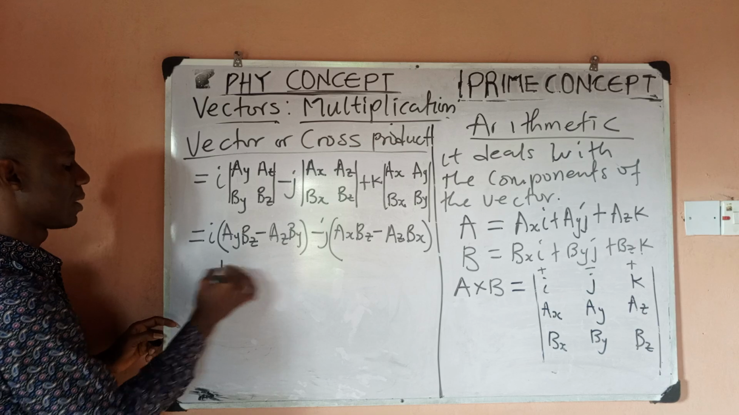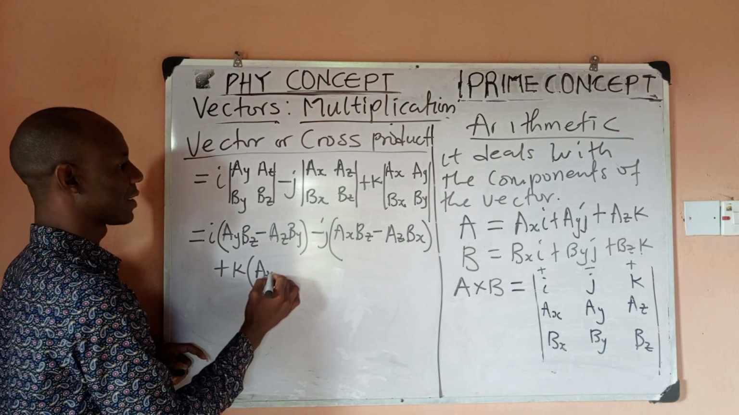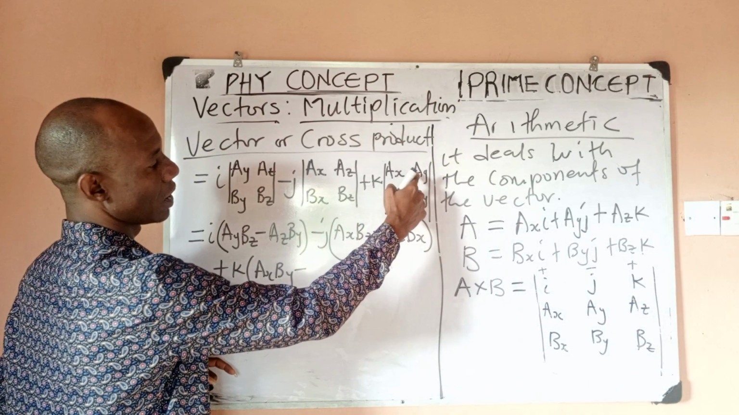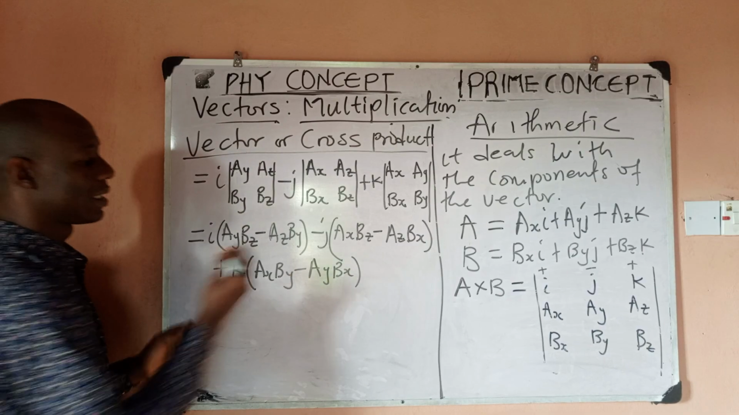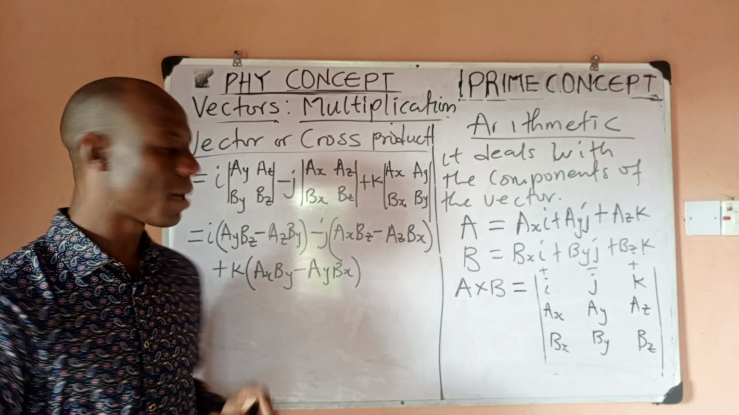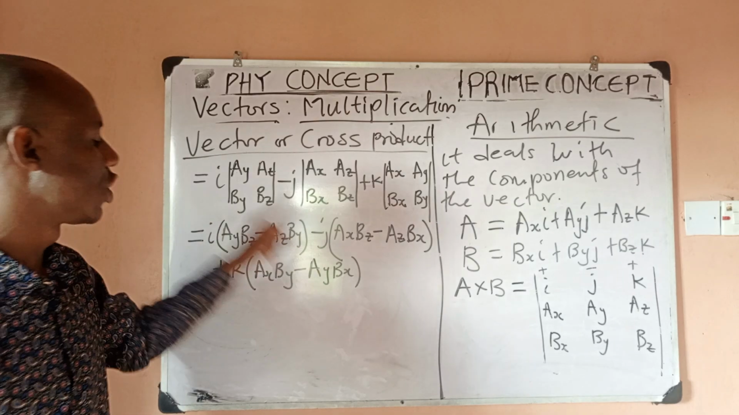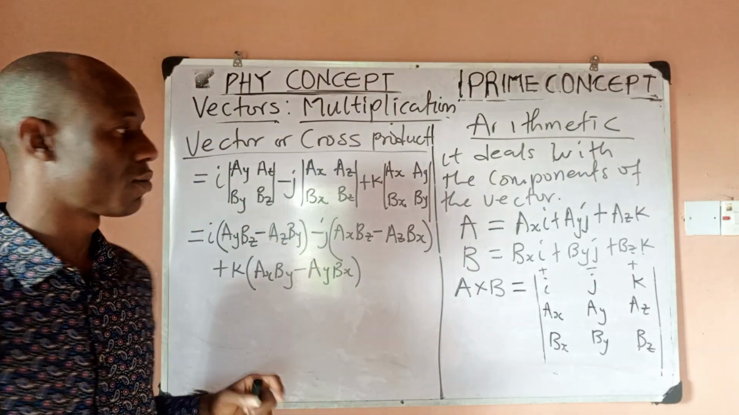Then I'll go for K plus K. I'll do this. This is AX, BY. I'll immediately introduce a minus, then go the other way. This times this is AY, BX. And this is our answer. So for a practical problem, you would now see that you would get an answer that still includes I, J, and K. So let's take a quick example so that this concept will be clear to us.